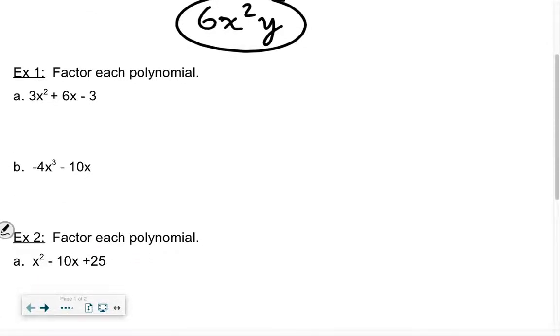So going to some more basic ones. 3 terms, trinomial, 3x squared plus 6x minus 3. I think if we look at our numbers, it's obvious we can factor out a 3. Can we factor out an x with it? No. So x squared plus 2x minus 1. Whoops, minus 1.